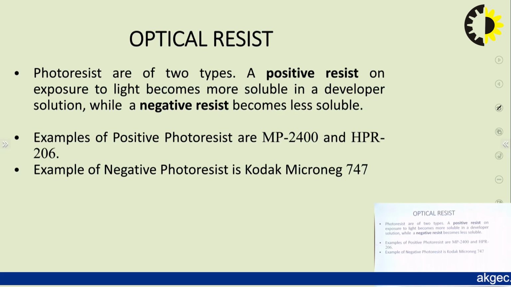Next, here we can see examples of resist are given: positive photoresist and negative photoresist. Example of positive photoresist is MP 2400 and HPR 206, and example of negative photoresist is Kodak Microneg 747.